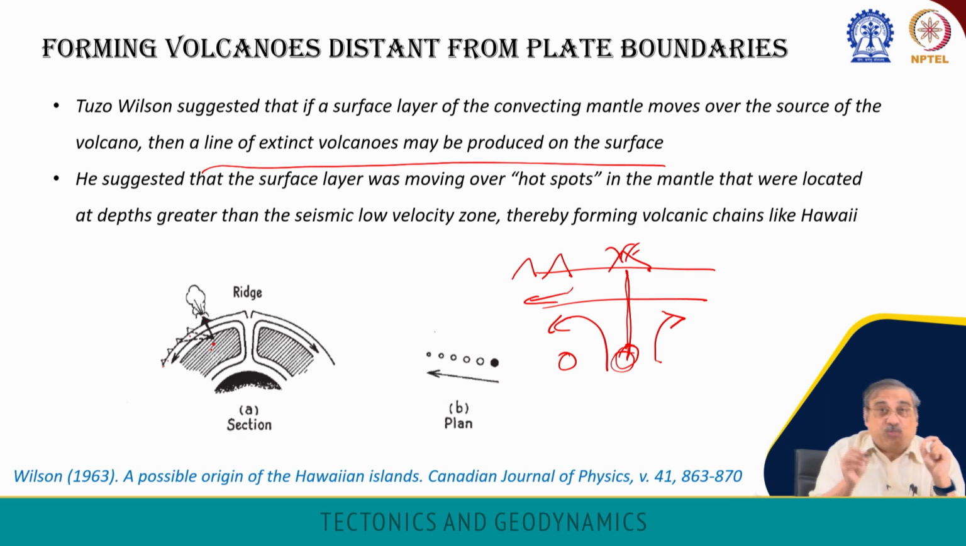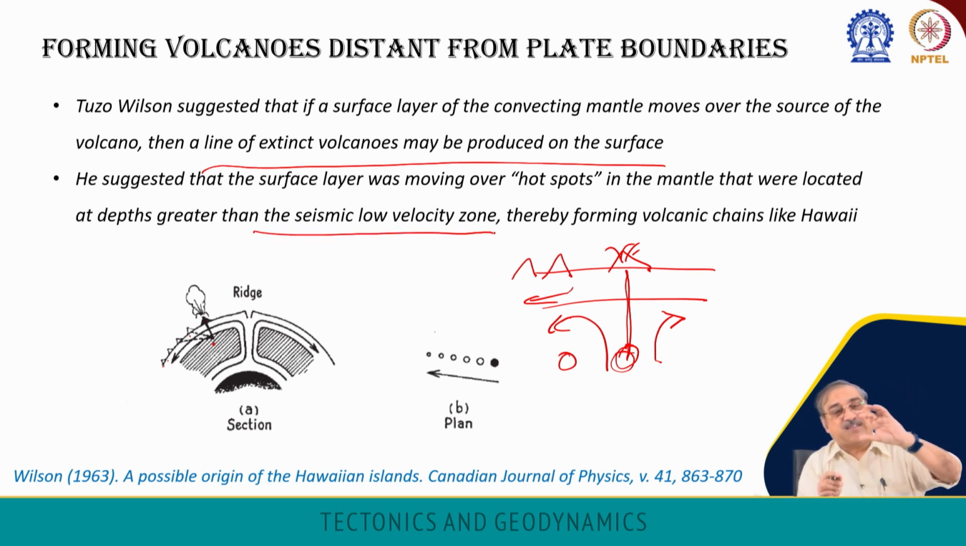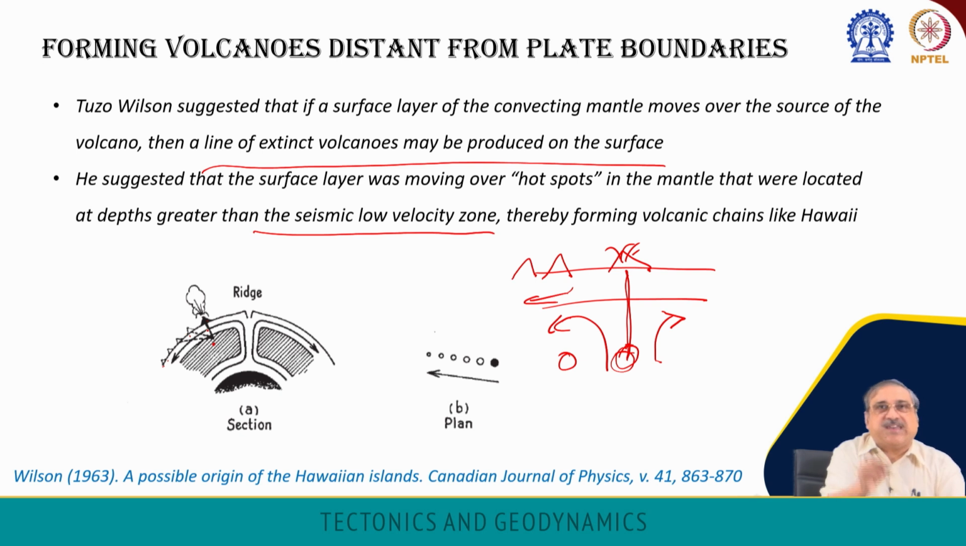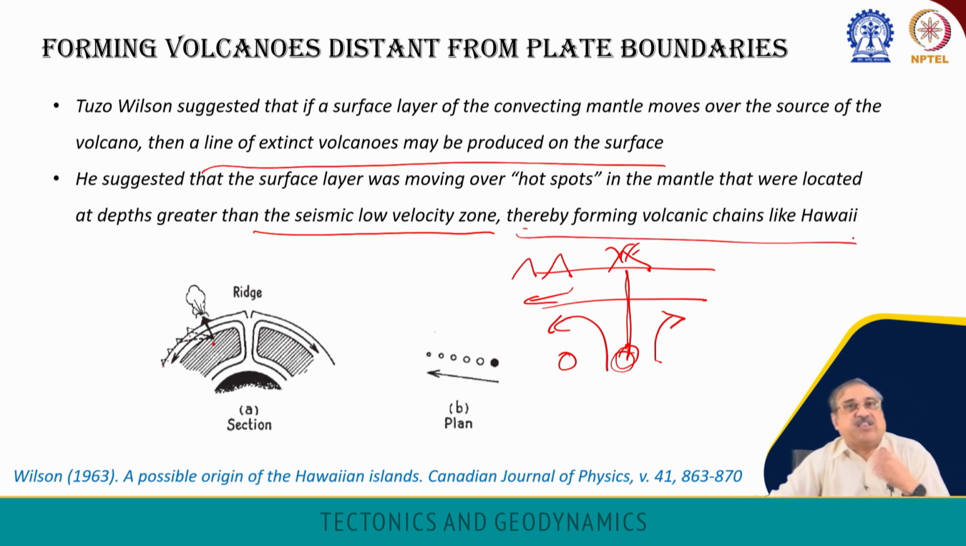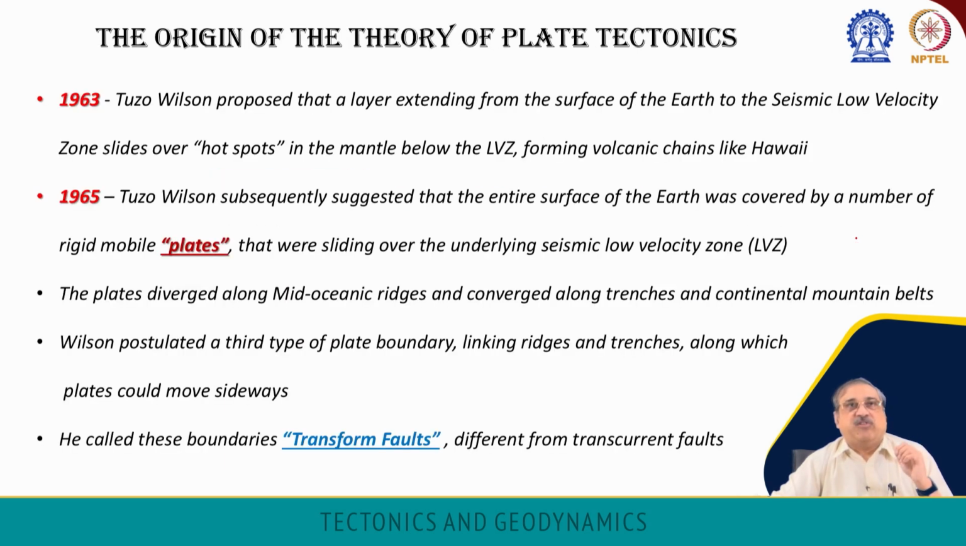So, he suggested that within the mantle there must be hot spots that were hot enough to melt, and that must be below the seismic low velocity zone. Now, he assumed that the seismic low velocity zone was the part which was weak and the lid of the earth was the part that was above the seismic low velocity zone. So, if it is above the seismic low velocity zone, the lid would actually move, and as the lid was moving, right, you would get these volcanoes formed on top. So, you would get these volcanic chains like you see in Hawaii forming above this particular region.